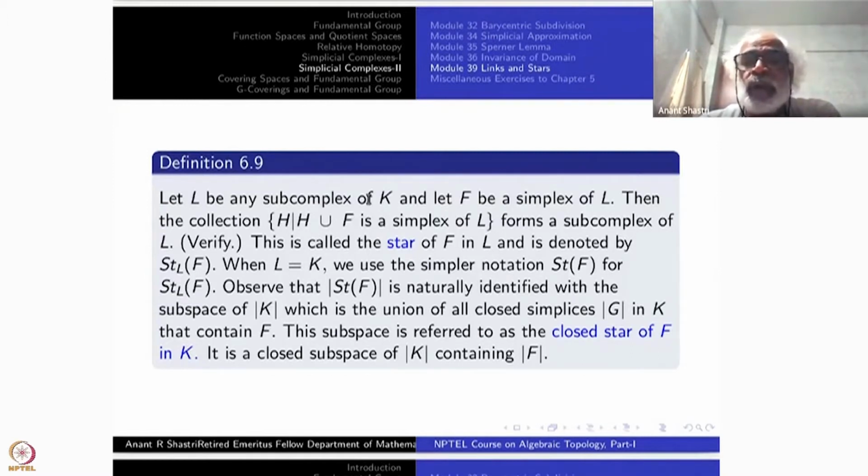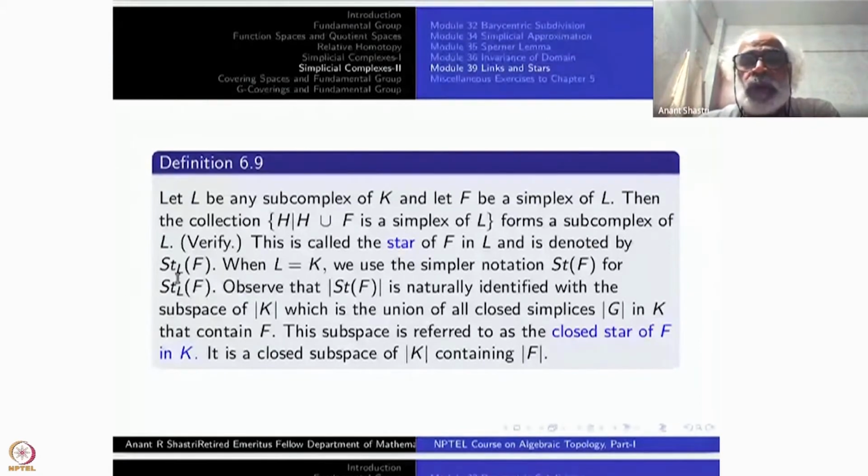So this thing forms a subcomplex of L. I just told you why. If H prime is a subset of H, then H prime union F will be also a simplex because L is a subcomplex. So this has a name. This is called star of F, and we denote it by star of F in L because these things are taken inside L.